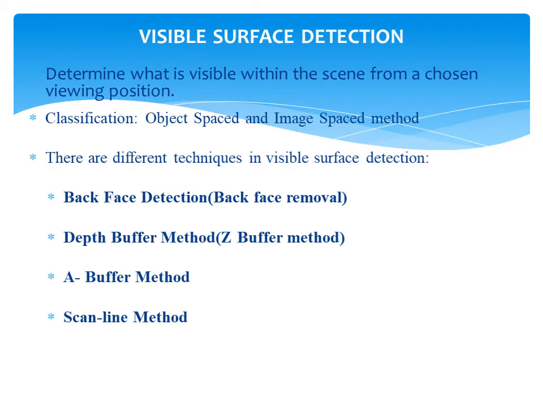As I told you in the previous video, visible surface detection means detecting whatever we are able to see. We can classify it into two types, object-based and image-based methods. The different techniques of visible surface detection are backface detection, depth buffer method, A-buffer method, and scanline method. We have seen the backface detection method in the previous video.